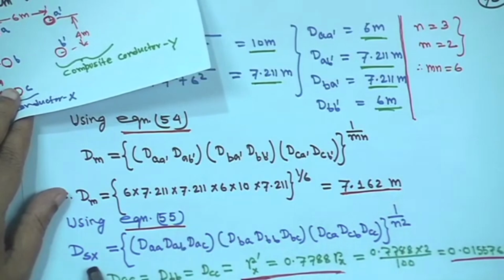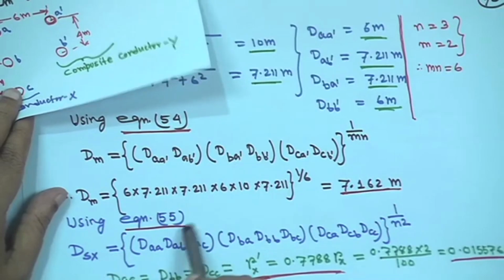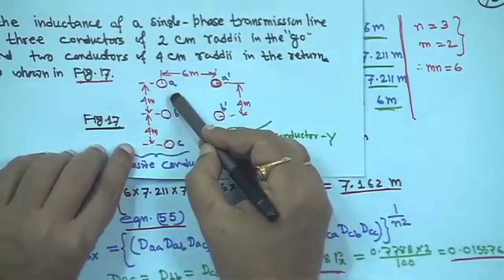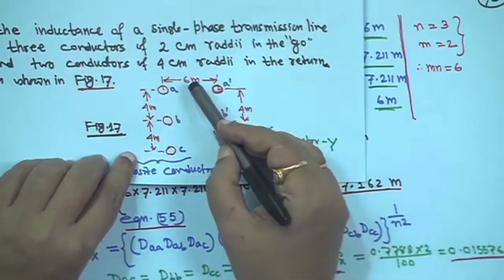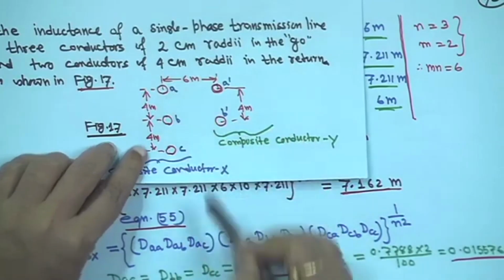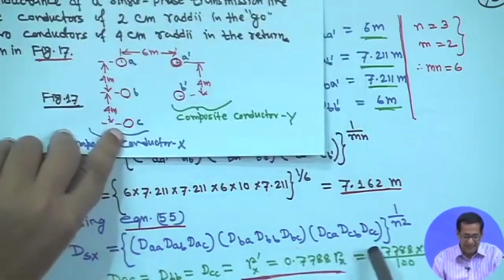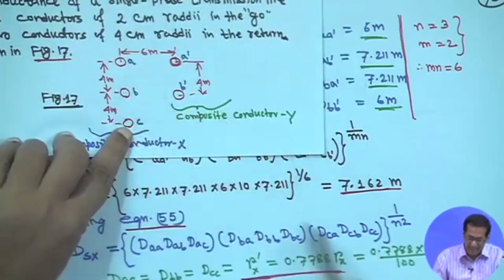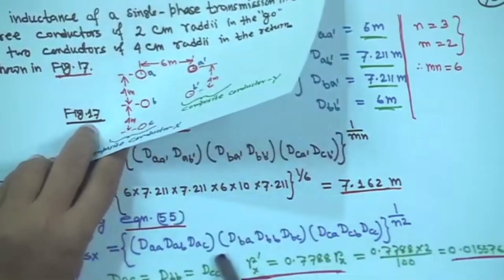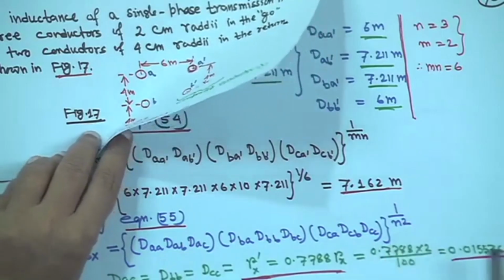Similarly, you have to compute the self GMD of group X, dsx. Using equation 55, you take dAa, dAb, dAc, then dBa, dBb, dBc, then dCa, dCb, and dCc. So all these n square, 9 products, with n equal to 3, so it will be the 9th root.